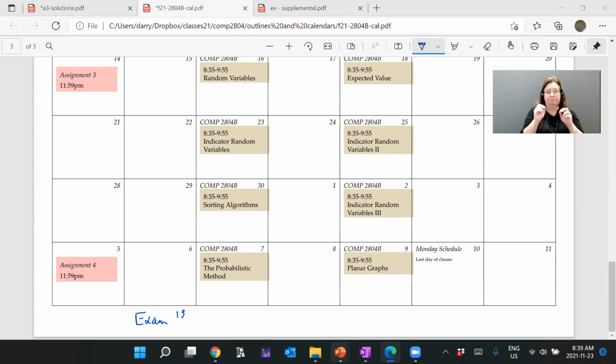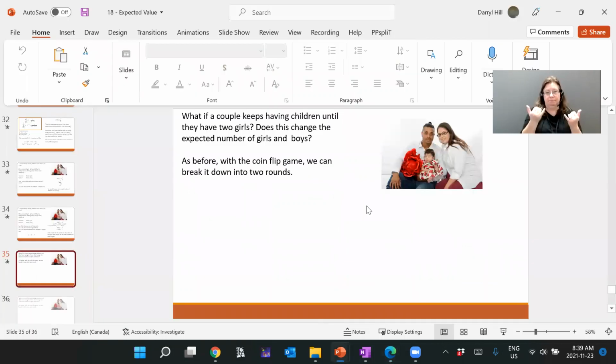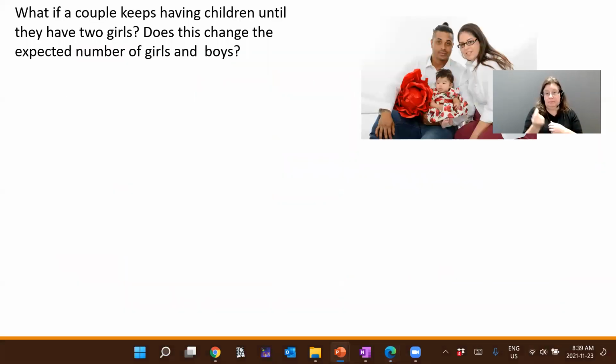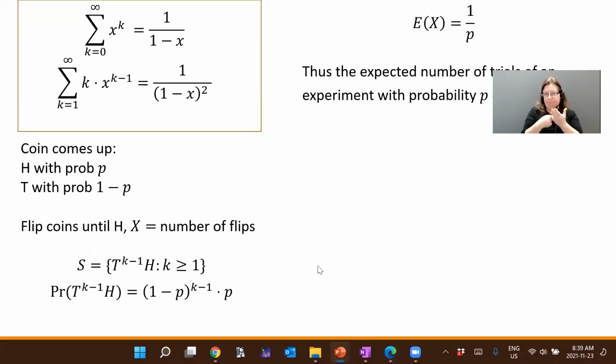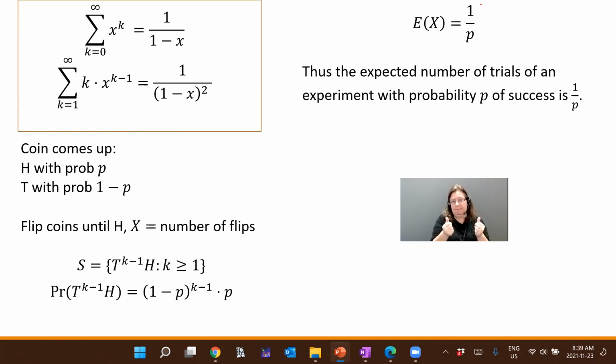Okay, let's get on with last class. We did this expected value problem. We're going to review this again, actually, but any type of trial that has success with probability p and failure with probability 1 minus p, and when we do the trial until we achieve success, so we just keep trying over and over again.